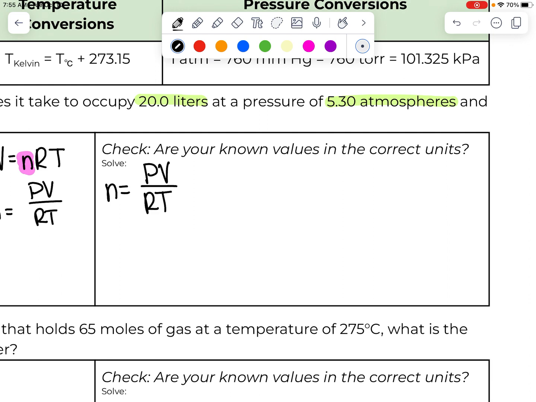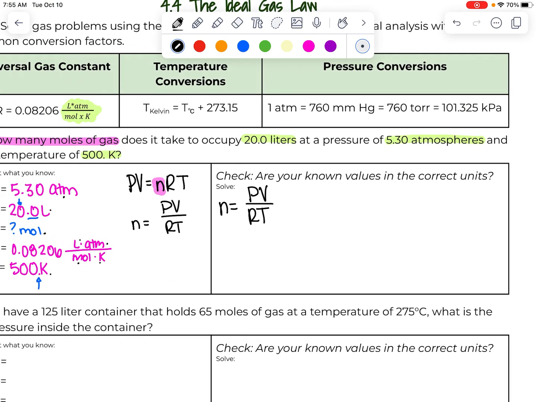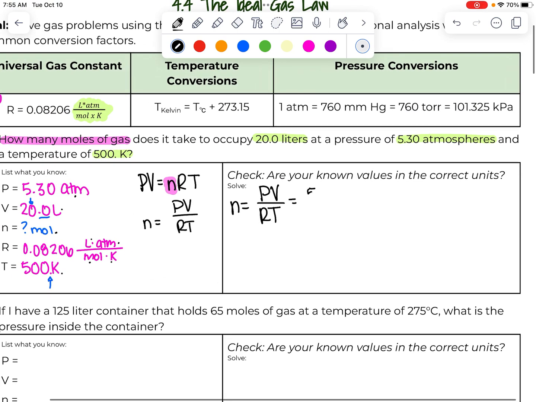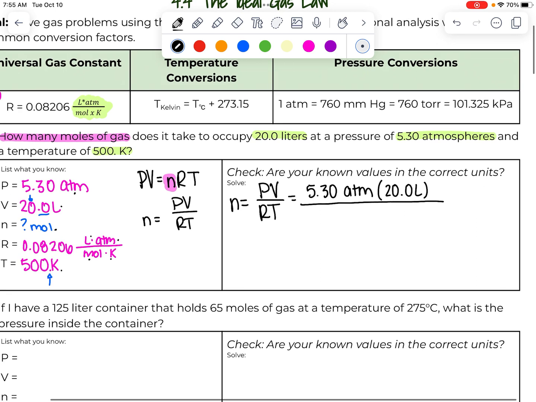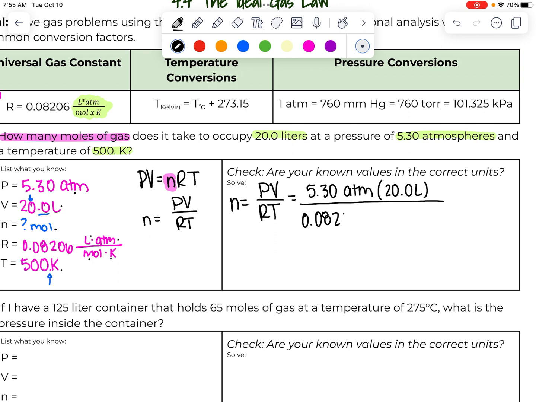And now that I have my problem set up in the correct format, this should be a fairly easy problem. It's just plug and chug. Plug in all the numbers you've got, make sure your units are exactly what you want them to be, and then put it in your calculator. So my pressure is 5.30 atmospheres. Yes, you do need to write your units in here to show me how they cancel. Volume is 20.0 liters. Ideal gas constant, 0.08206 liters times atmospheres over moles times Kelvin.